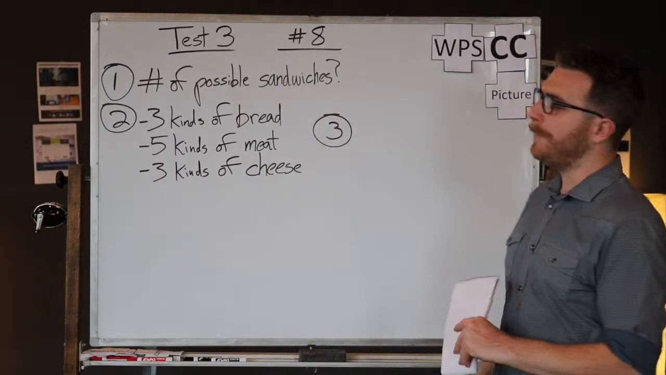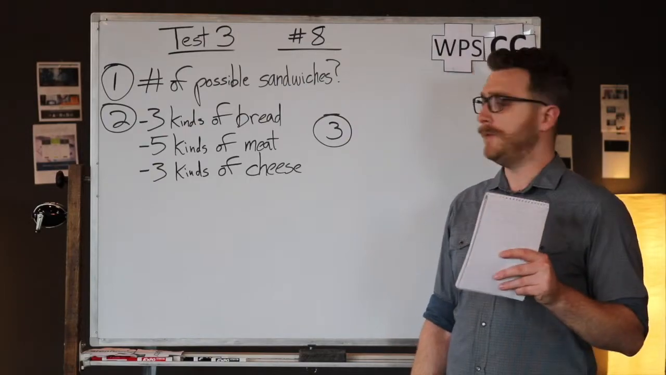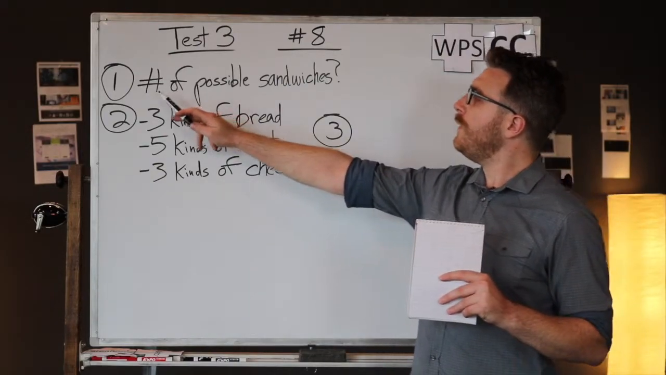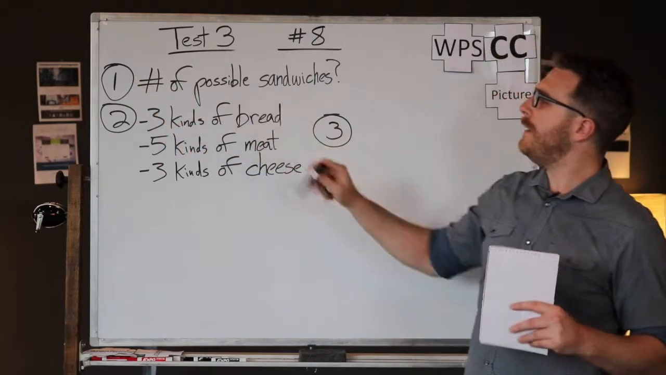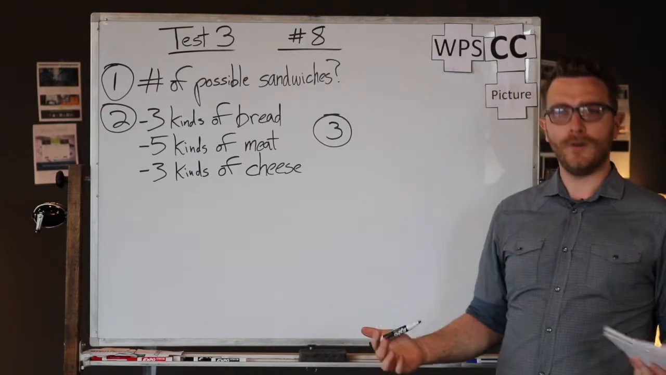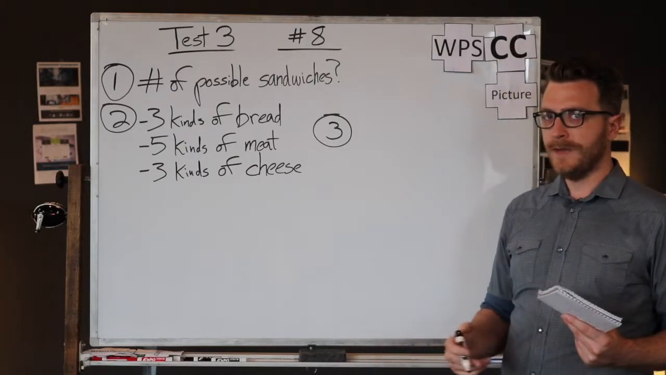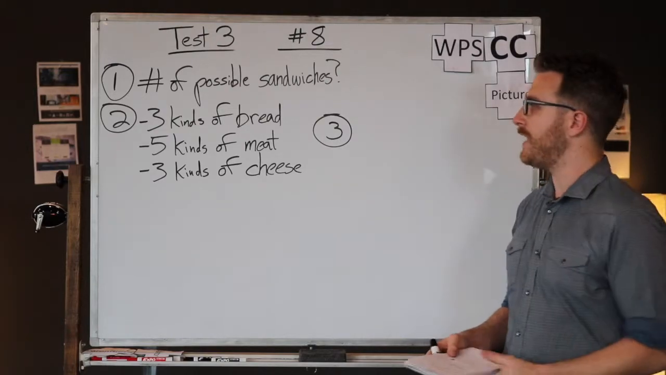So, Mark and Juanita are starting a sandwich shop in this word problem. Now, we want to know, step 1, what are we trying to find? What is the number of possible sandwiches that they could make with their ingredients at their sandwich shop? So, we figured out what we're trying to find. Let's go to step 2 of the word problem strategy.